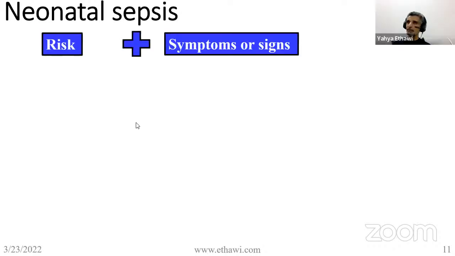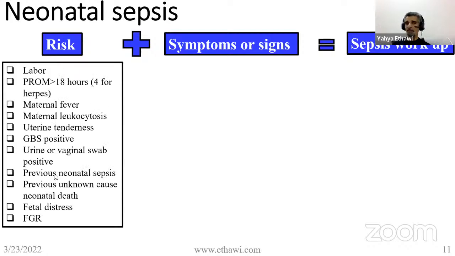So how do we diagnose neonatal sepsis? Am I going too fast or is my pace good? Good, sir. Okay. So for neonatal sepsis, you should have risk factors and symptoms to treat. If only risk factors, no treatment. Only symptoms, there is no need for treatment. Okay. So once you have risk factors and symptoms, you need to do a sepsis workup.